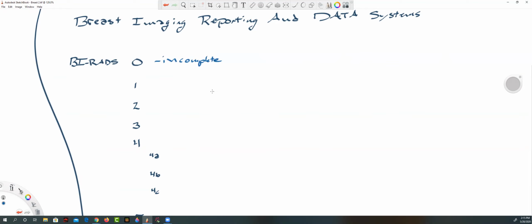He or she is just not satisfied with the mammogram exam, or the mammogram shows something, and why even write a report yet? Let's just send them straight to ultrasound, then I'll write the report. So the temporary report would be a 0, and then once they get all the information, they'll write their full report and give it a 1 through 6 at that point.